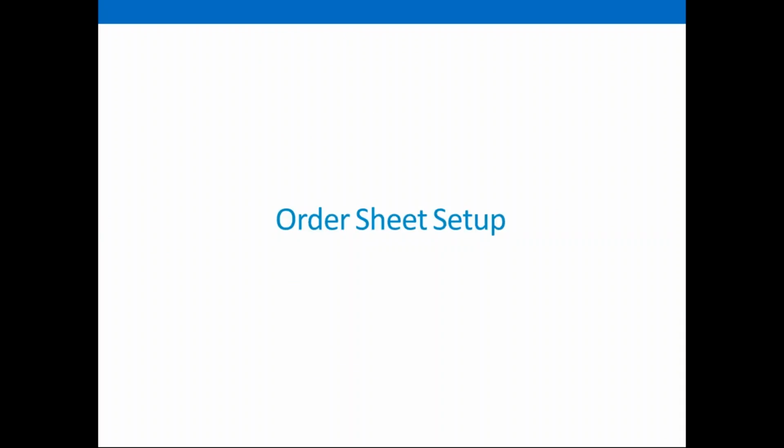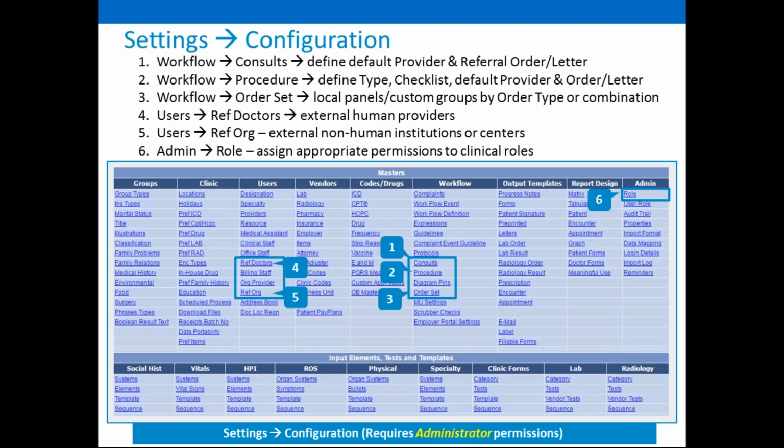Okay, order sheet setup. Now this is the configuration level setup, a master file level for using the order sheet. Different choices under configuration. Some of these already exist. Some of them are new to the Denali upgrade. Of course, in order to do this, you do have to have appropriate administrator permissions on your user profile.